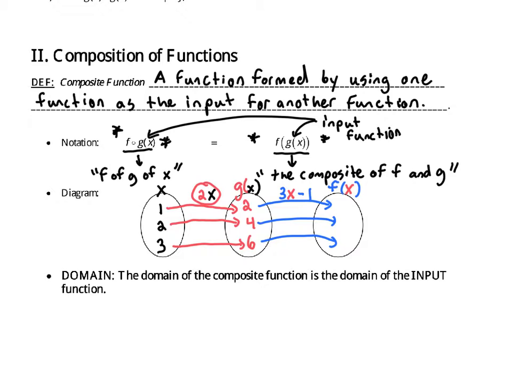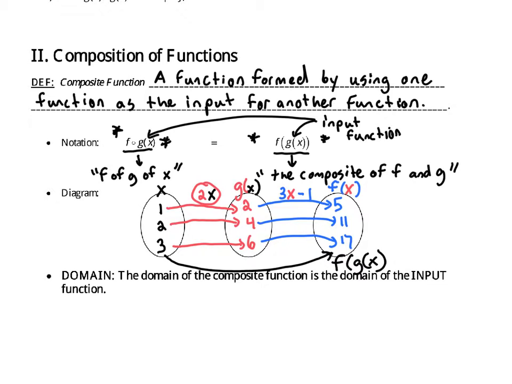Now, if you take those values 2, 4, and 6 and perform another operation on them, let's call this the function f of x, which will be 3x minus 1, we will get the values 5, 11, and 17. Notice we started with a certain set of x values, 1, 2, and 3. They became 2, 4, and 6 as the result of one function, and those values became 5, 11, and 17 as the result of another function. Well, what does the composite function do?